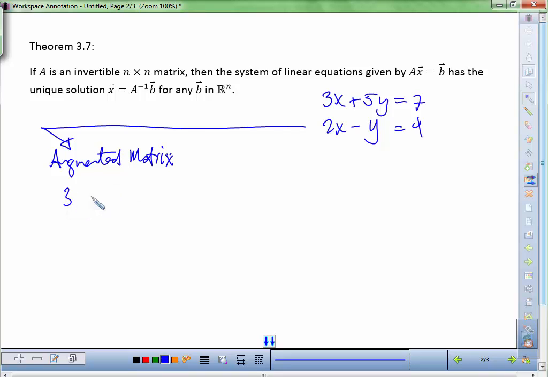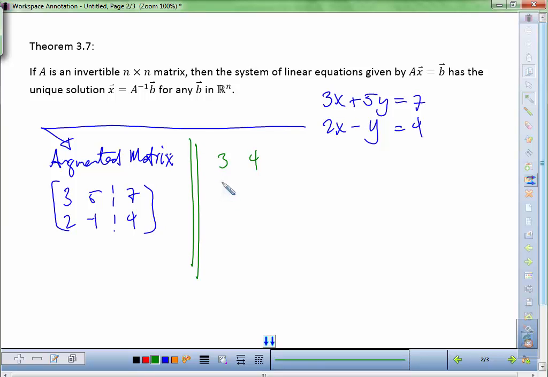As 3, 5, 7, 2, negative 1, 4. And then we can try to find the solution that way. But we can also look at it a slightly different way. And I don't know if we really got into this too much last time, but we could take a look at the matrix of coefficients.